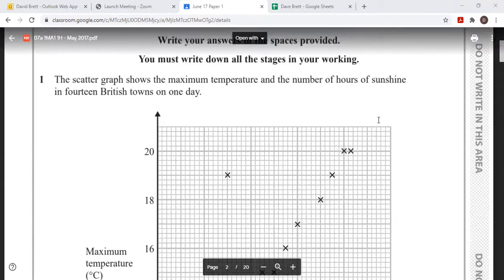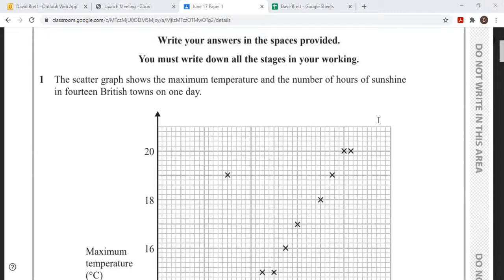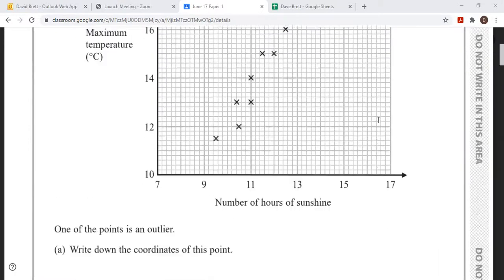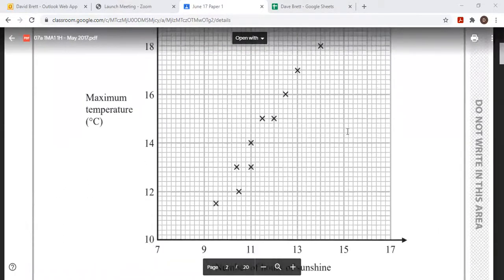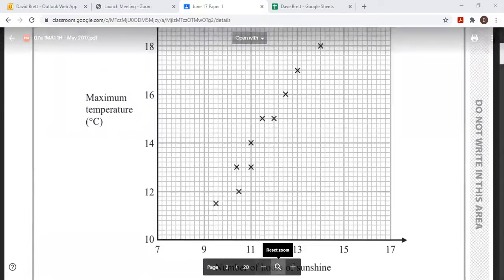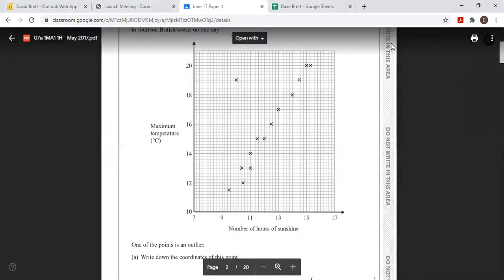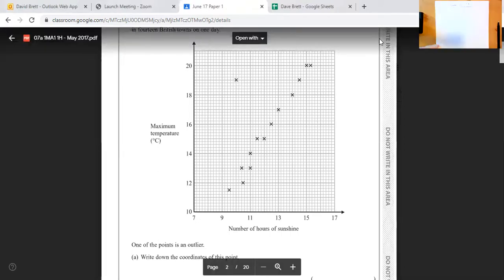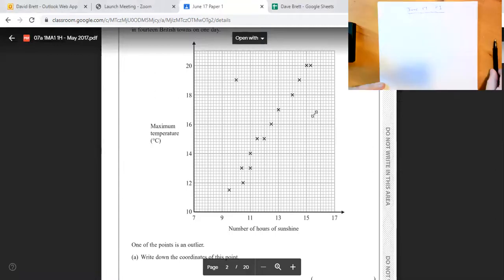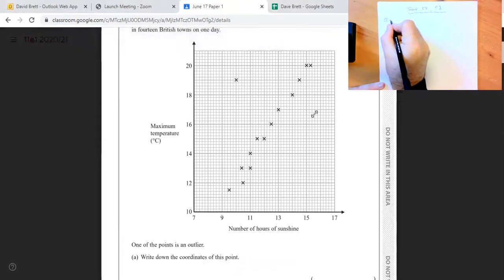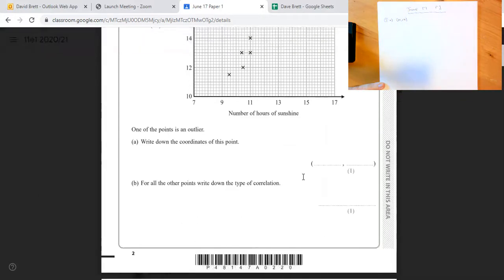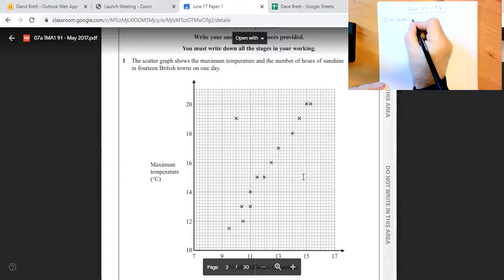The scatter graph shows maximum temperature and number of hours of sunshine in 14 British towns on one day. Rather than calling this point an outlier, the coordinate is 10, 19. So 1a is 10, 19. For all other points, write down the type of correlation. Obviously it's a positive correlation.